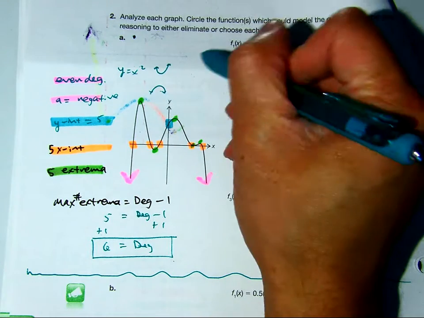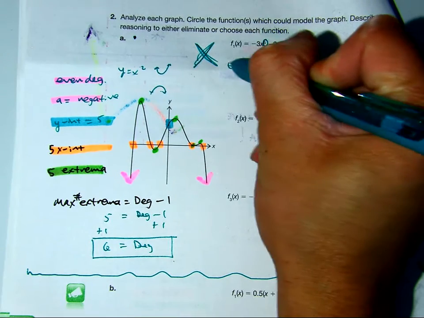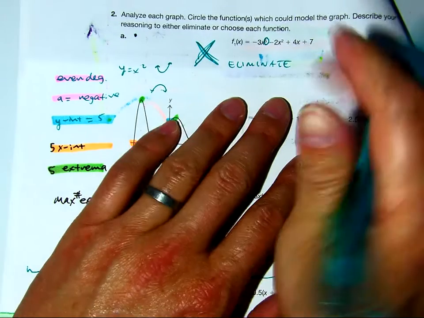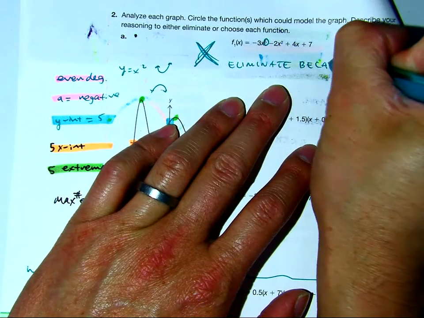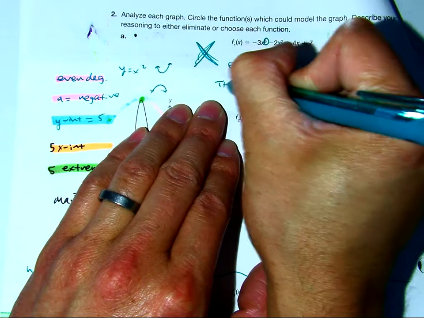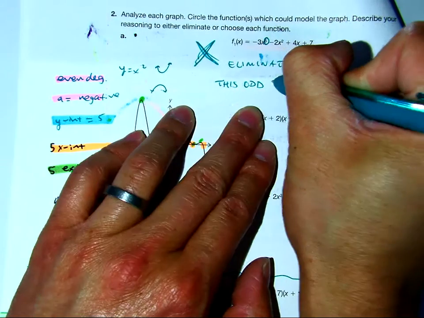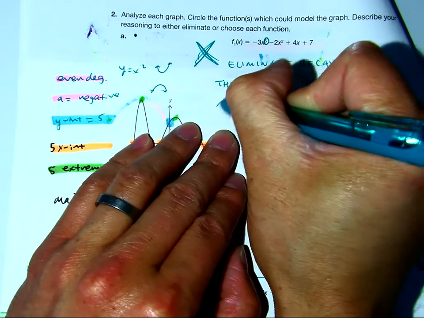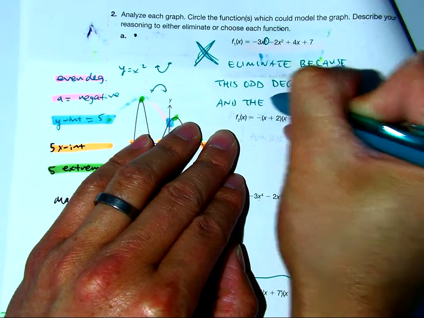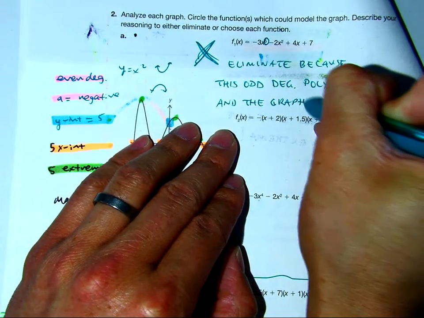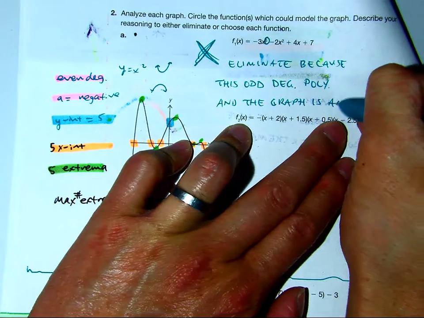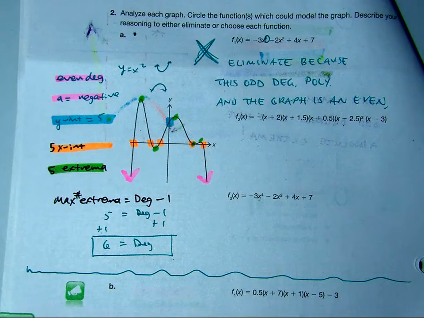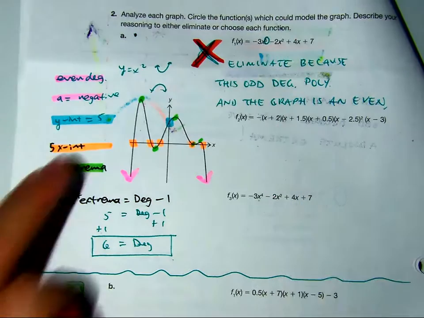So we can eliminate this, because this is an odd degree polynomial, and the graph is what? Is an even. So we've eliminated this one, right?